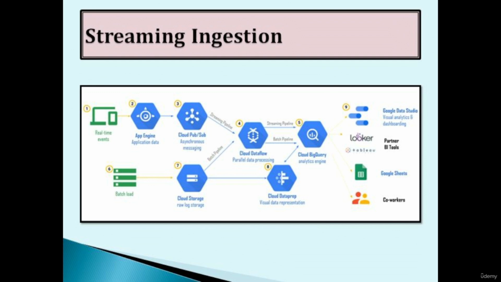BigQuery streaming ingestion allows you to stream your data into BigQuery one record at a time by using the tabledata.insertAll method. The API allows uncoordinated inserts from multiple producers. Ingested data is immediately available to query from the streaming buffer within a few seconds of the first streaming insertion. It might take up to 90 minutes for data to be available for copy and export operations.